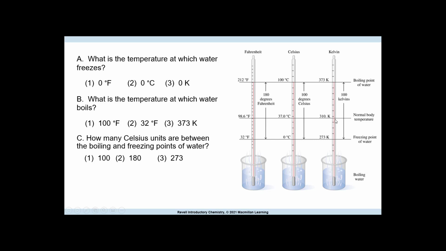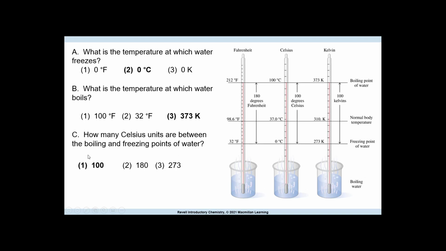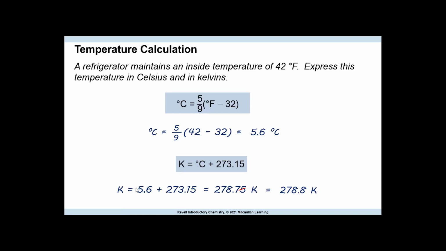At which temperature does water boil? Do we have 373 Kelvin? Yes, we do. Does water boil at 32 degrees Fahrenheit? No, it does not. Does it boil at 100 degrees Fahrenheit? No, it doesn't. So it's going to be this one. How many Celsius units are between the boiling and freezing points of water? Water boils at 100, 0 is the freezing point, so it's going to be 100. Here in bold you can see our answers. This just helps you familiarize yourself with these different temperature conversions.